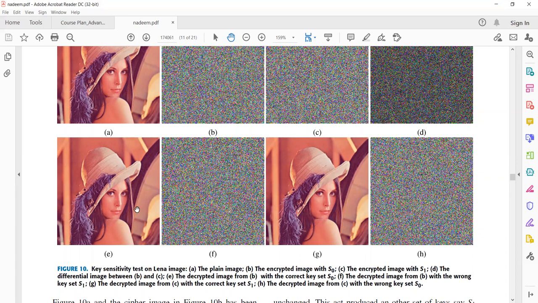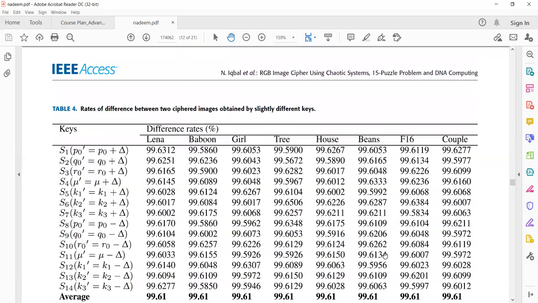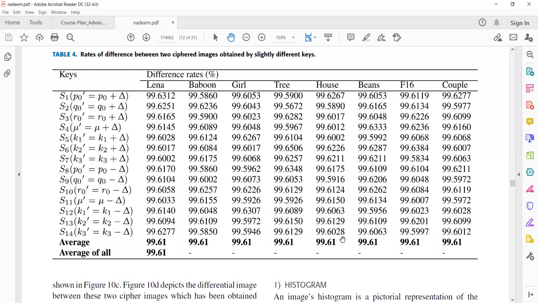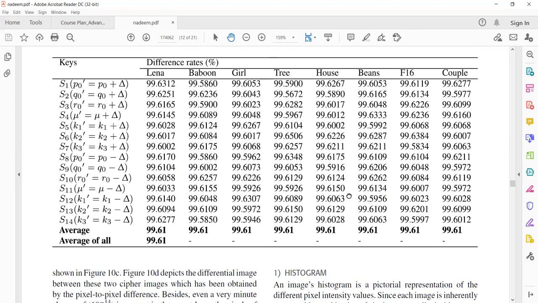Image E is the decryption image of the cipher image B. Image F is a failed attempt to decrypt the image because we have chosen the wrong key. Image G is the successful attempt of the decryption image of the cipher image given in C. In the same fashion, image H is the wrong attempt. This is the table for the rates of difference obtained by slightly different keys.